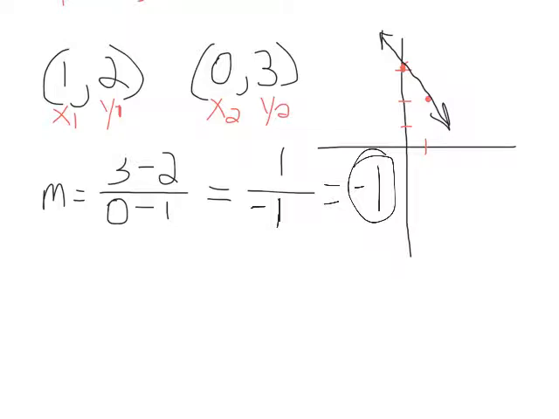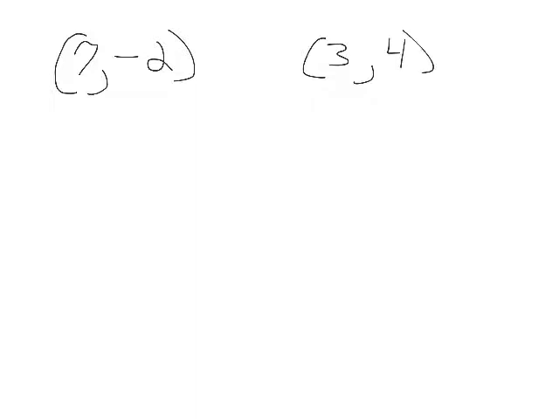Let's try a couple more points in that same equation, just to get a better sense of what we're doing. 7, negative 2, and 3, 4. Now what you want to do at this point is just pause the video for just a second and plug those values into the formula that I've given you, work through it, and then turn your video back on so you can see how you've done.